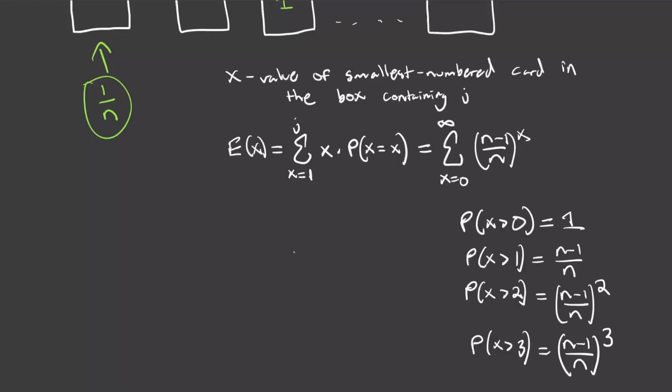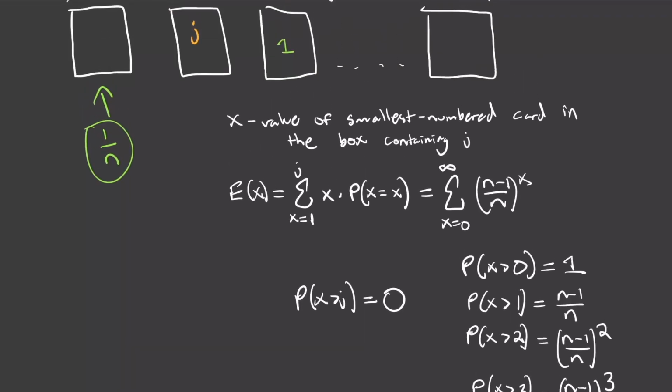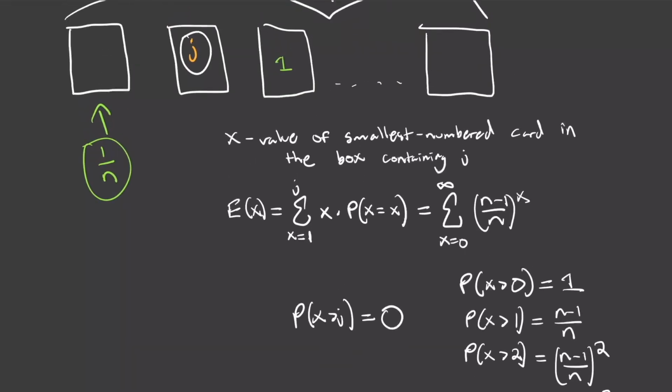Because after j, the probability that x is greater than j is just going to be equal to 0. And the reason for that is just the fact that j is already within this box. So the probability that the minimum card is going to be higher than that doesn't make any sense, right? Because j is in it. So at most, the minimum value within this box is going to be j. The probability that x is greater than j is going to be 0. So we're going up here to basically j minus 1.